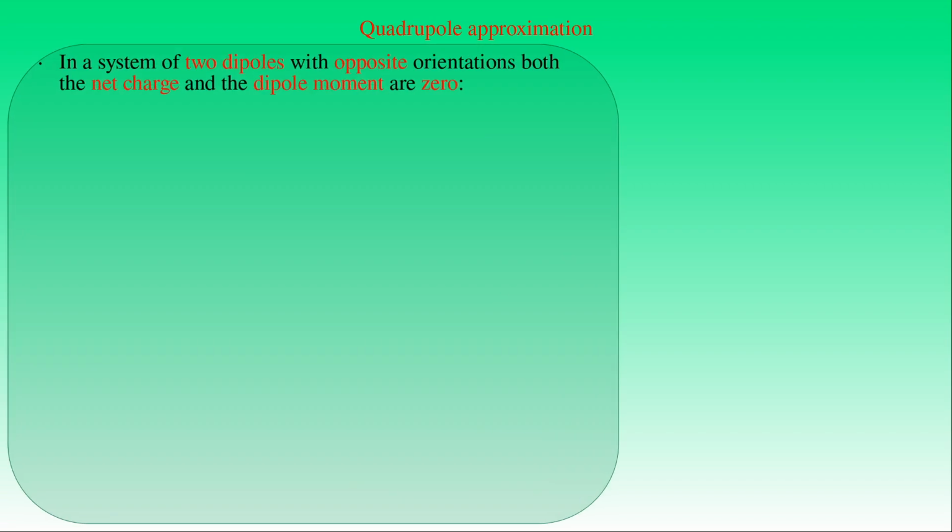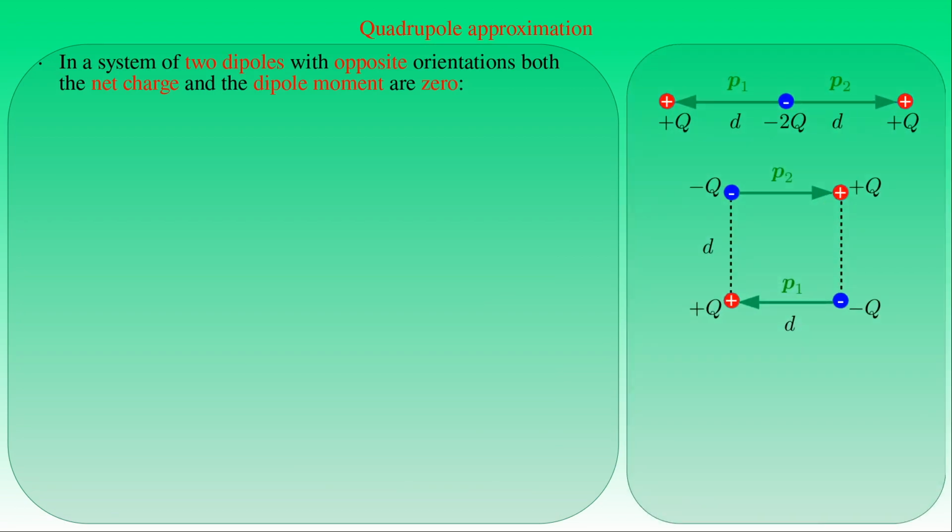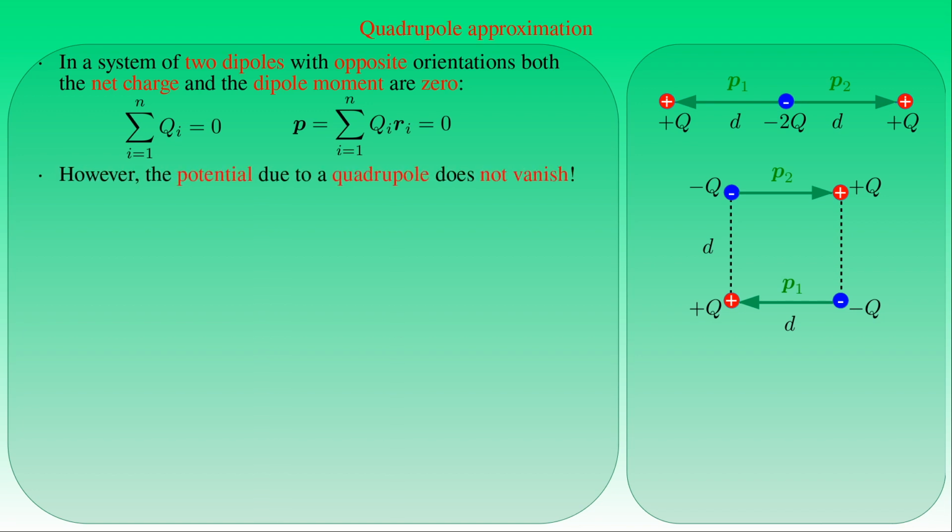Besides dipoles, another important system of point charges is a quadrupole formed by 2 dipoles with opposite orientations. In the figures we show 2 types of quadrupoles with the electric dipole moments lying on the same or parallel lines, where both the total electric charge and the dipole moment of the system are zero. However, the electric potential due to a quadrupole does not vanish, which means that higher order terms must also be taken into account in the Taylor expansion applied in the approximation of the potential.